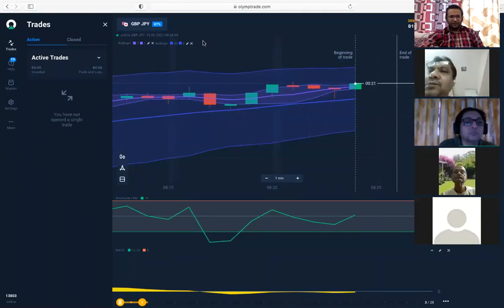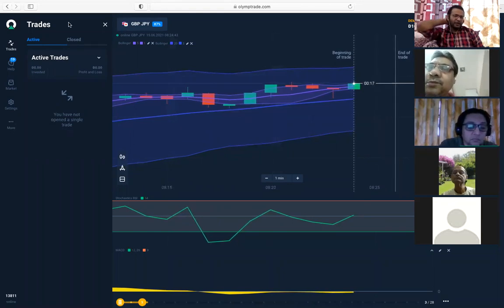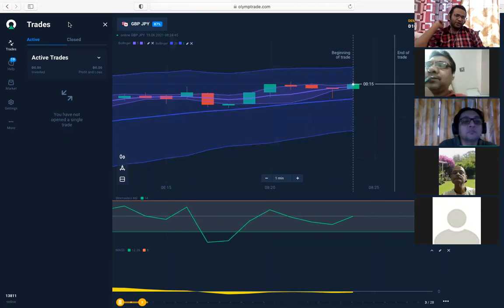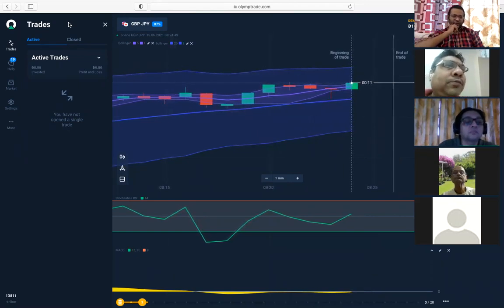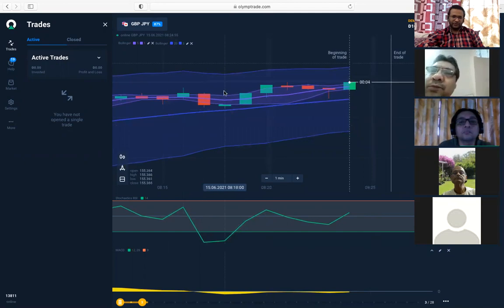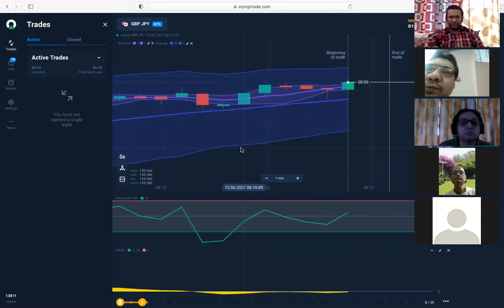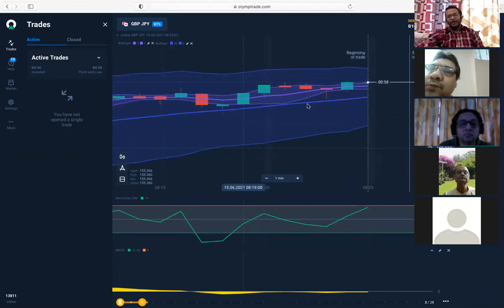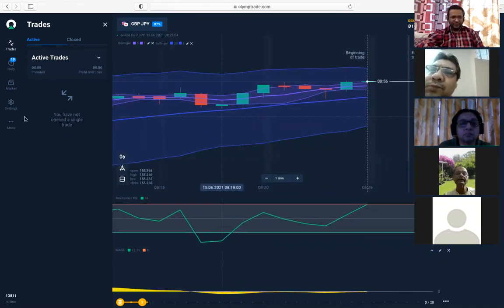Okay, so here we are with Olymp Trade, and I'm going to share with you one more strategy. Using Bollinger bands, we are going to use two Bollinger bands, and we're going to use one stochastic RSI, and we are also going to use the histogram of MACD. So these four indicators we are going to use this time.